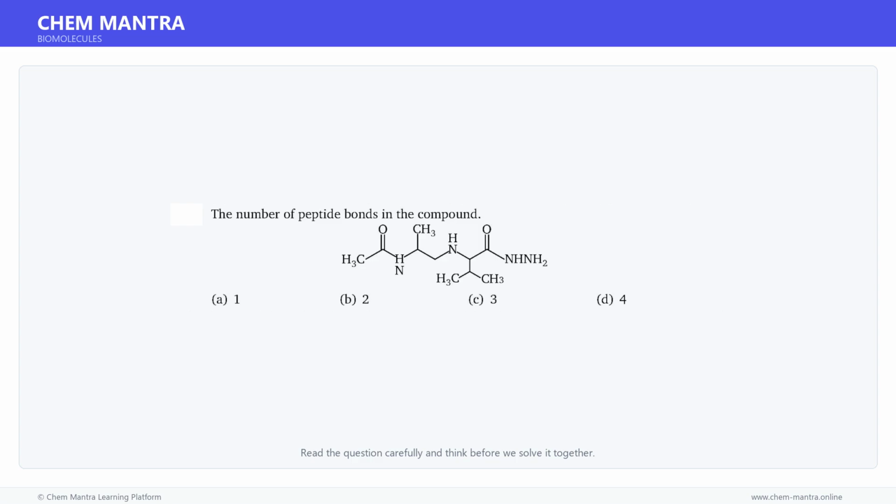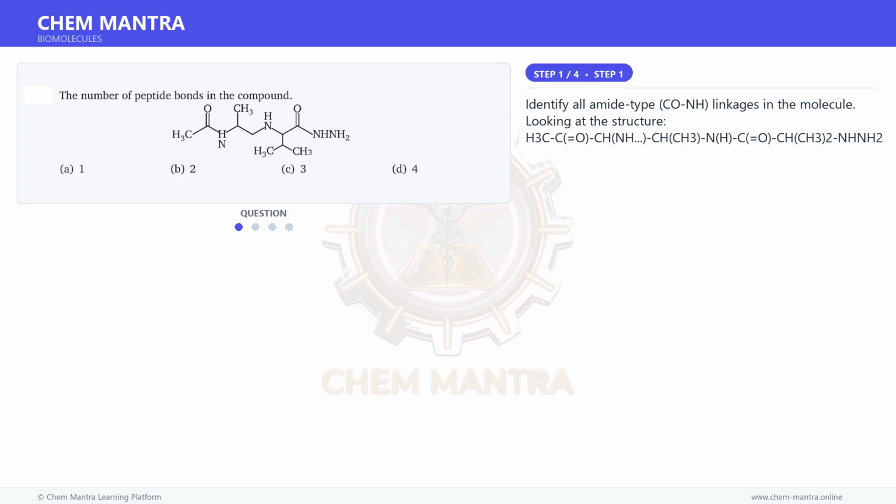Here is a question. Read it carefully and think about the answer. Let us solve it step by step. Let us begin solving this step by step. Identify all amide type, CONH, linkages in the molecule.